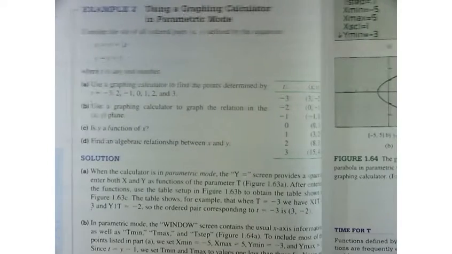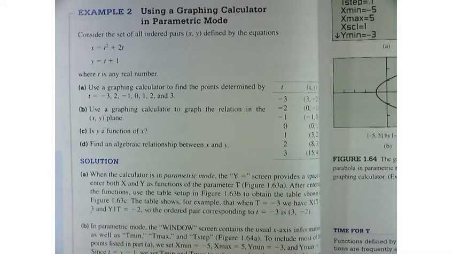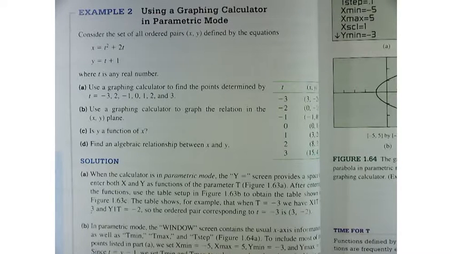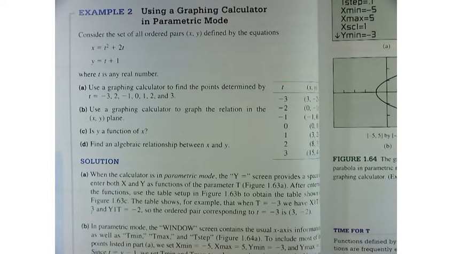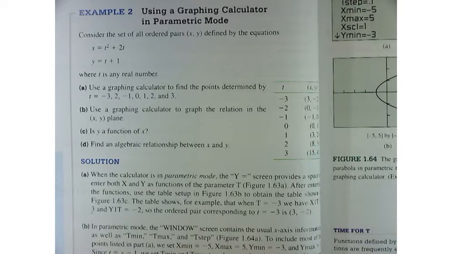Example number 2 in the textbook. We're going to use those same parametric equations, but they ask us a couple of questions. They say use a graphing calculator to find the points. Well, I did that in example 1, but we'll do it again just to show you how it's a little different. Then use the graphing calculator to show the relationship in the xy plane. Is y a function of x? Find the algebraic relationship between x and y.